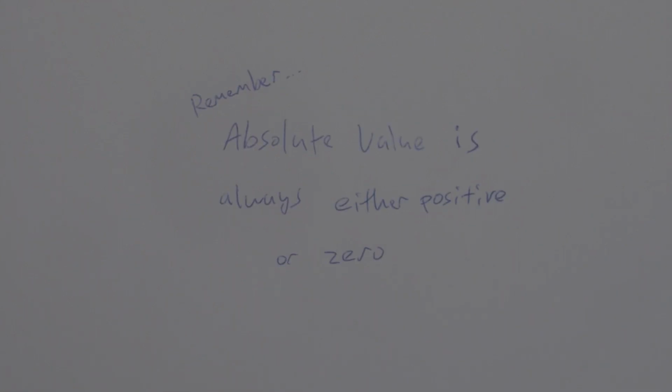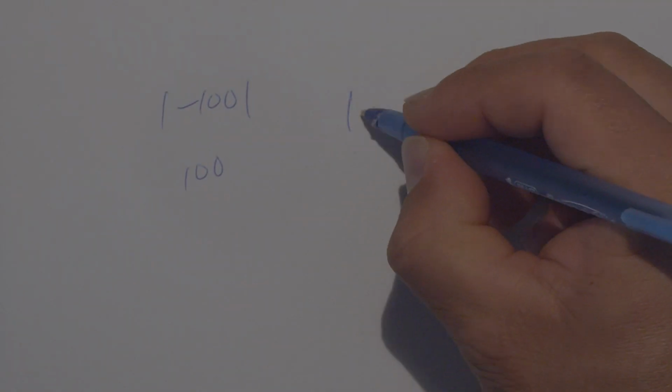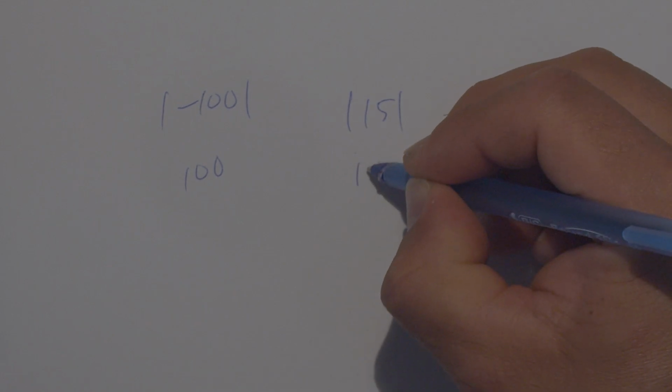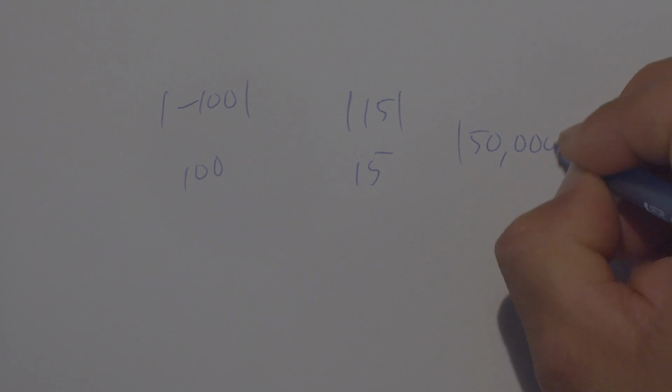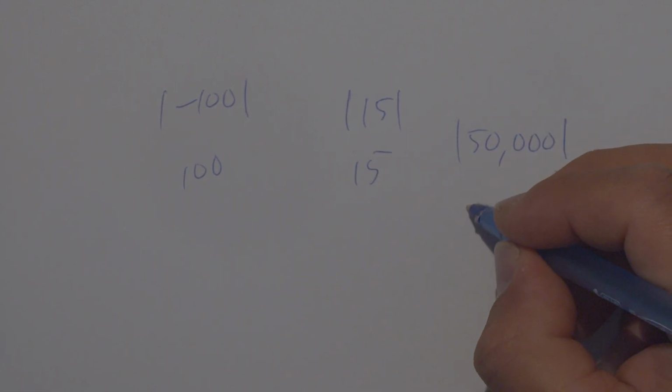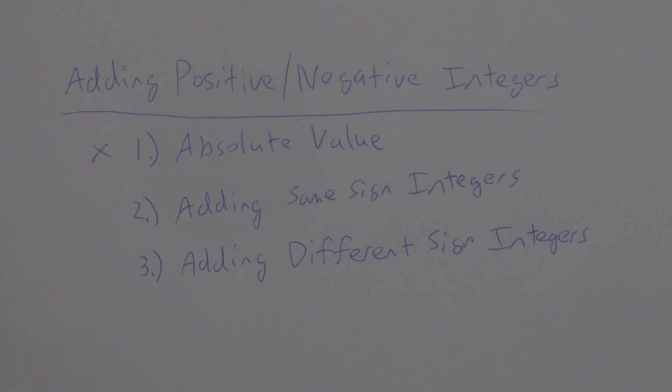And lastly, we want to remember that absolute value is always positive or 0. That's because distance is always either positive or 0. In other words, it will never be negative. Therefore, the absolute value of -100 is 100. The absolute value of, say, 15 is 15. I could go on with any number you can think of. The absolute value of 50,000 is simply 50,000. So, again, it will always be positive.